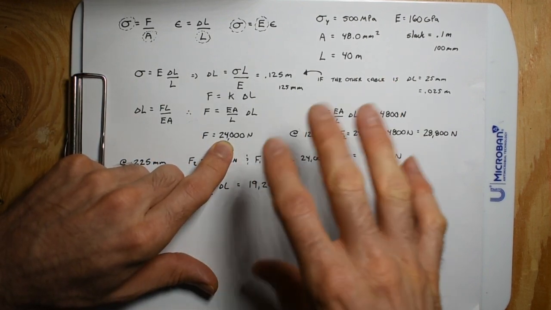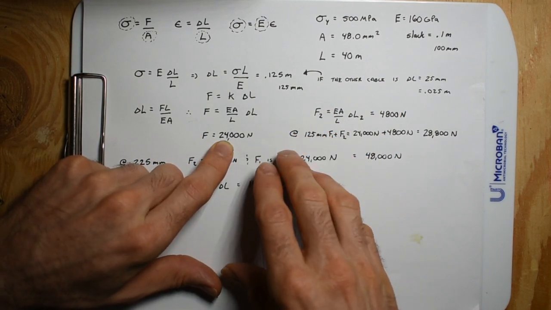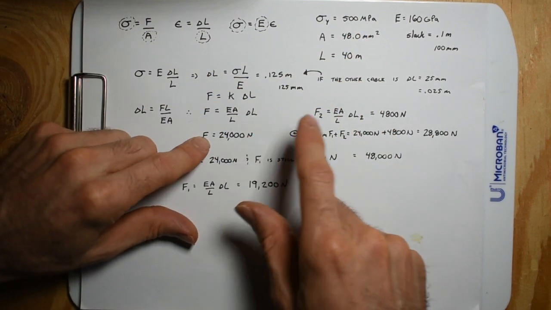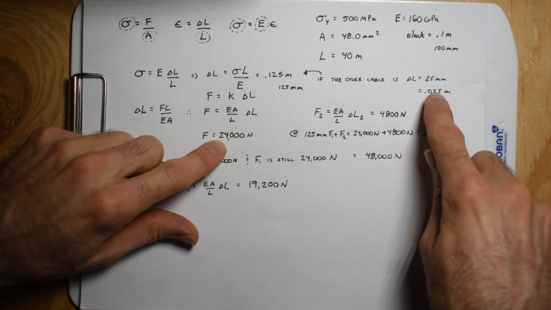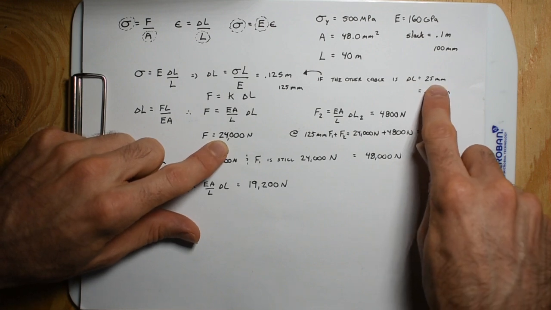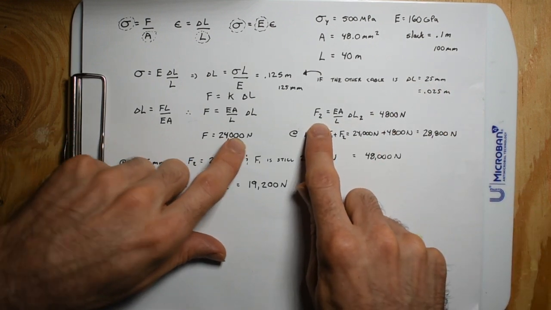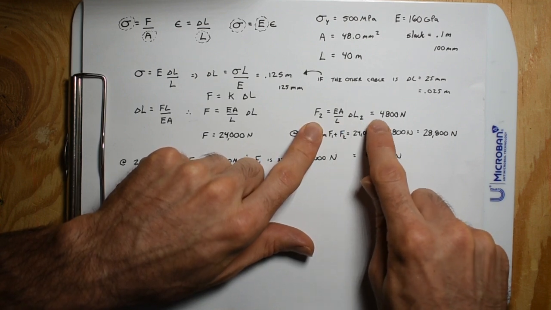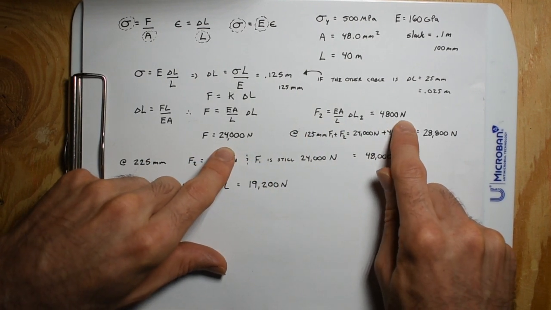But then in that previous problem, I just kind of left it at that, and then I was just talking about the change in lengths. But obviously that other rope is changed in length by 25 millimeters. So it also will have a force, EA over L, times its change in length, which would be 4,800 newtons.